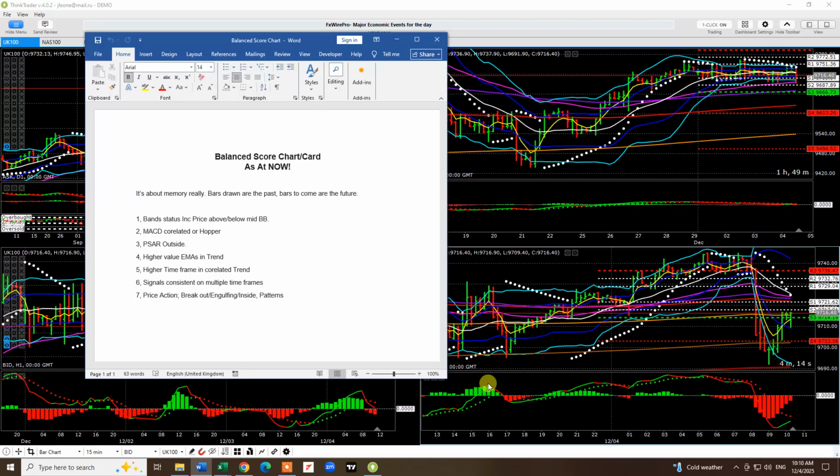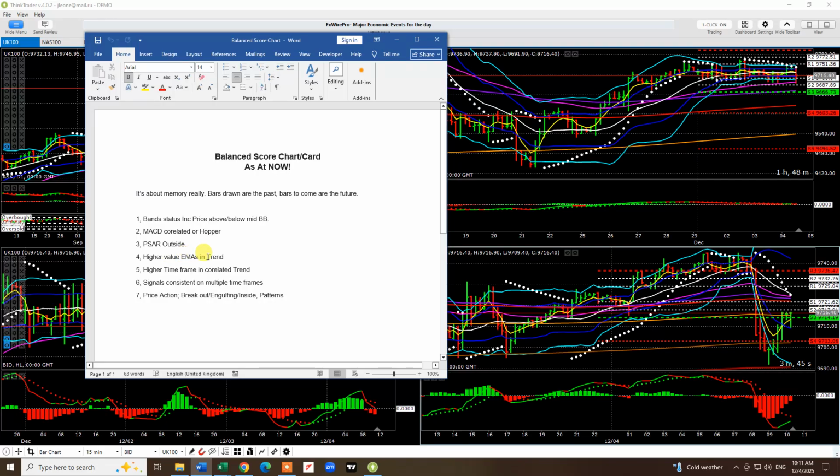Bars drawn of the past, bars to come of the future, obviously. And what we're looking at are this list of EMAs. It's about counting the cards, if you remember that lesson. So the Bollinger Bands, the status, where are we in relation to above or below the mid BB? Are they flat? Are they angled? The MACD, is it correlated or hopping, or is it buy or sell mode? Is the PSAR outside the bands?